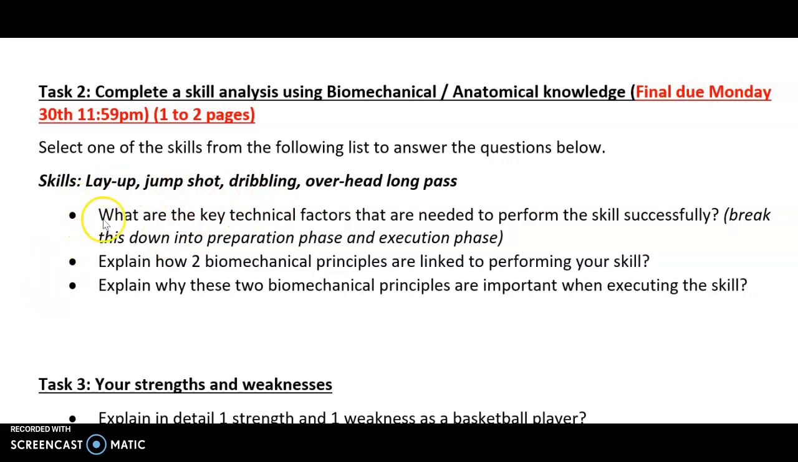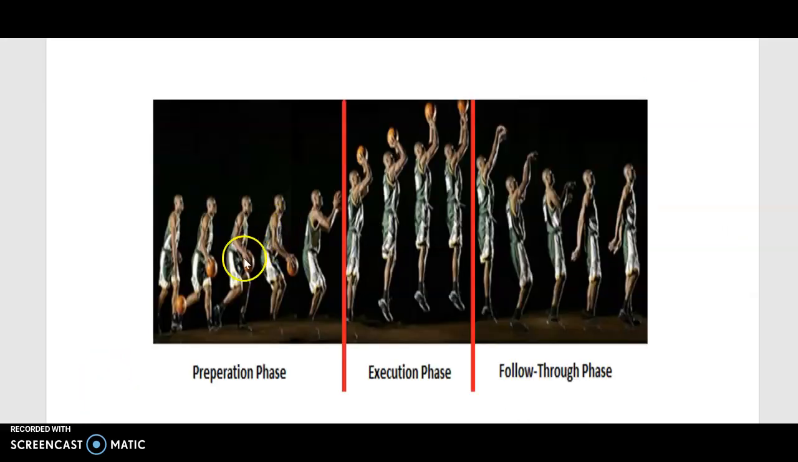First of all, you need to break the skill down and talk about the key technical factors. How we break a skill down would be into, say, the preparation phase and the execution phase. If you're talking about the jump shot, these would be the 3 phases you could do. Preparation phase, getting ready for the jump shot. Execution phase, the jumping up and the release of the ball. And finally, the follow through afterwards.